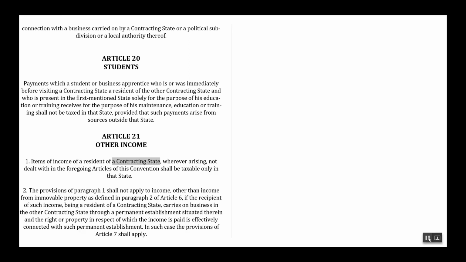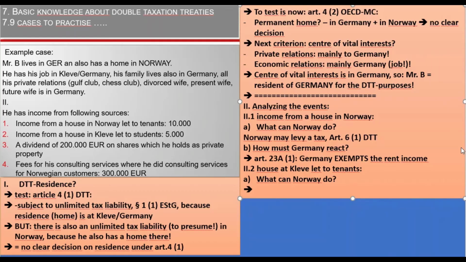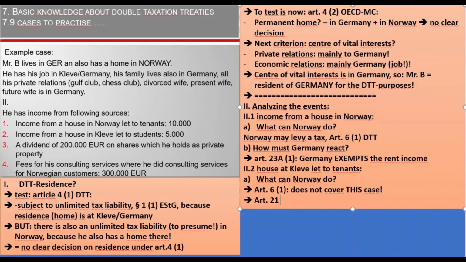So we can put down in our little notes that the rent from Kleve can only be taxed in Germany. Sorry, the cursor must be placed correctly, otherwise the program doesn't work. So Article 6.1 does not cover this case. So we end up with Article 21.1. Only Germany can tax this income.